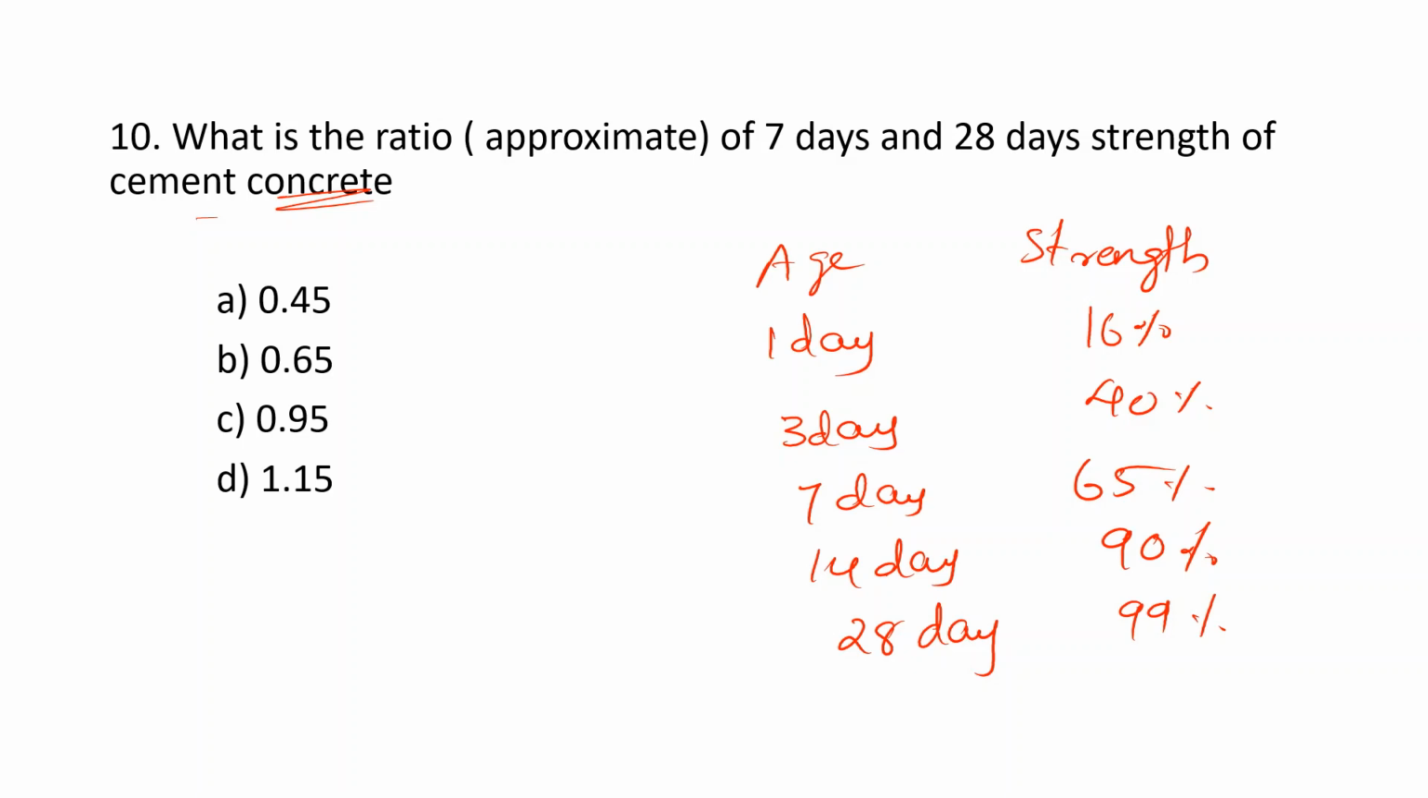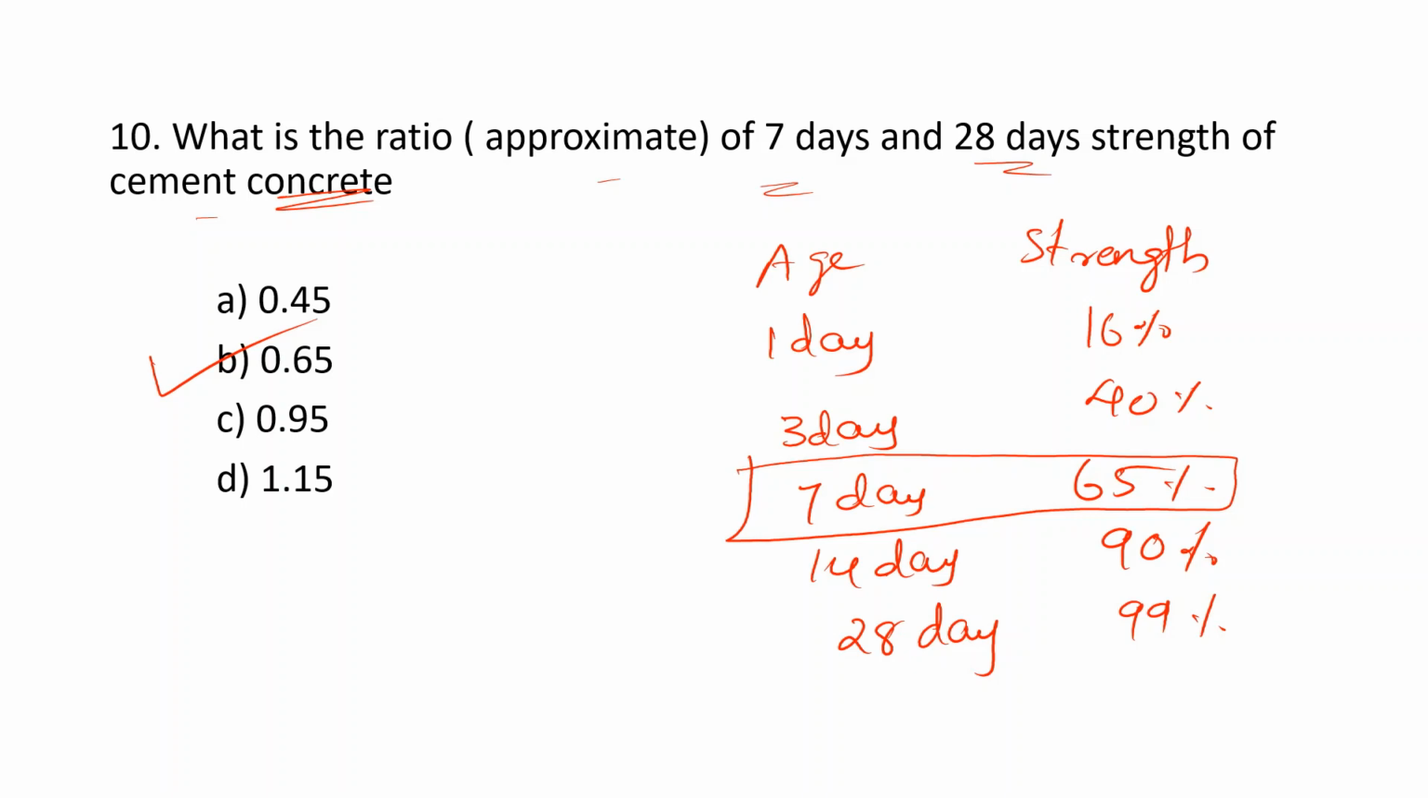So here the question is the ratio between 7 day and 28 day strength. We know that in 7 days concrete will attain almost 65% of its strength. So 65% in 7 days and 99% in 28 days. They asked about the approximate strength ratio. So we know that it is 65 by 99 or 65 by 100. So the answer is D, 0.65.